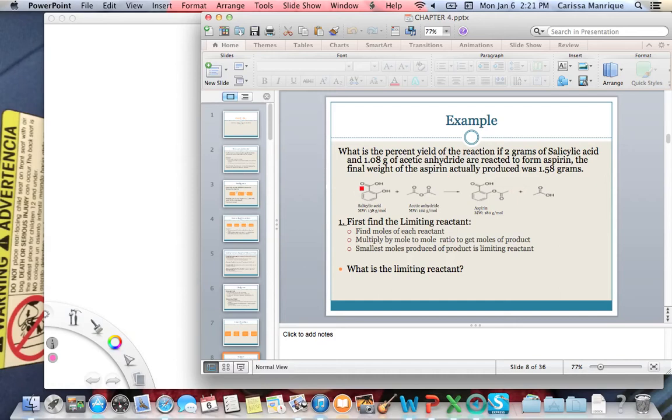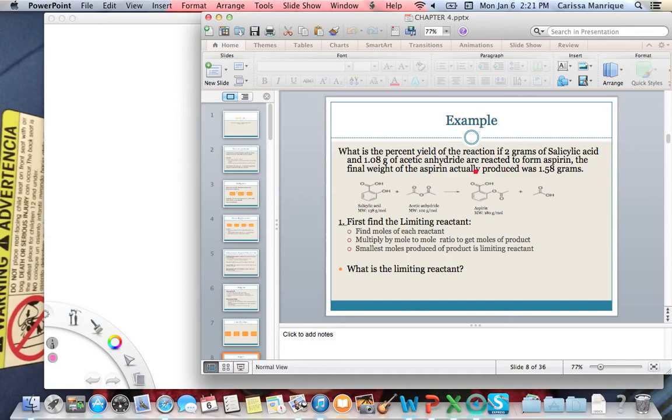Now, what we're going to try to find, so this says, what is the percent yield of the reaction? Okay, if 2 grams of salicylic acid, so 2 grams of this, and 1.08 grams of acetic anhydride, right here, are reacted to form aspirin. The final weight of the aspirin actually produced is 1.58 grams. So when it says it actually produced, that's what was actually made.